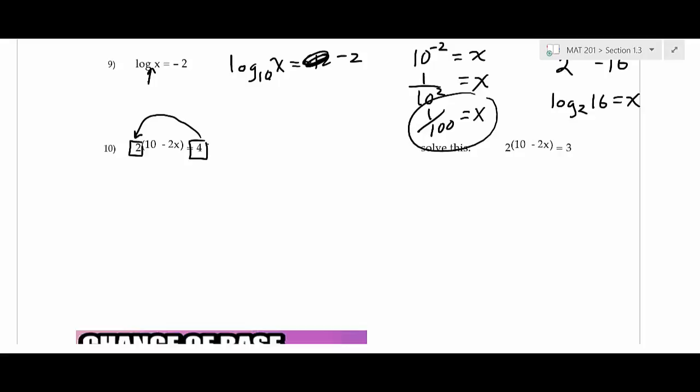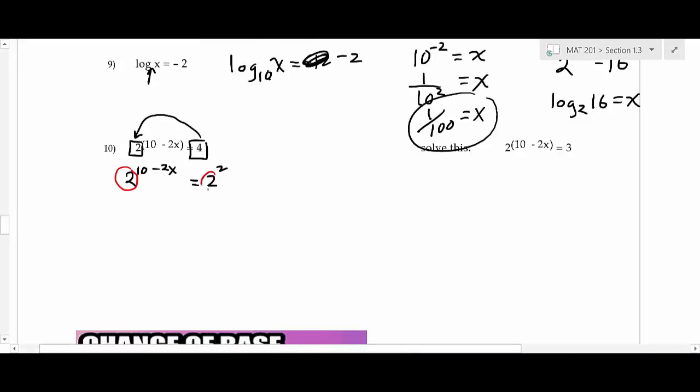Okay, what's the relationship between 2 and 4? 4 is 2 to the second. I put that 4 there with that idea in mind. So I'm going to write this as 2 to the 10 minus 2x, and I'm going to rewrite that as 2 to the second. Now, this is real logical, at least I hope it's logical to you.